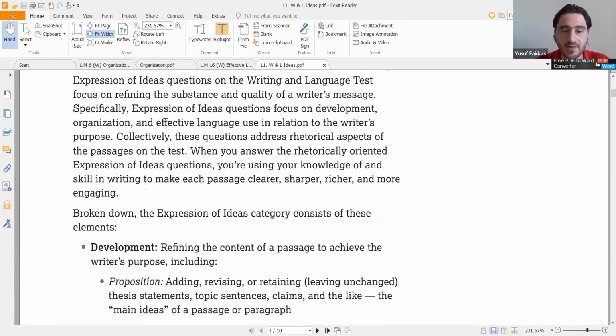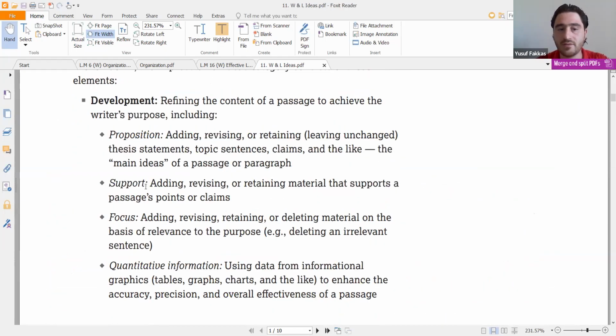Okay, guys, so last time we started with the second area of the writing test, which is the expression of ideas, right? We said we have three areas in expression of ideas. The first one is development of ideas, and last time we discussed that. If you remember, we said that when we talk about development of ideas, then there are four main points. The first one is proposition, where they ask us about the main ideas, whether it's the main idea of the whole passage or the topic sentence, the main idea of one paragraph.